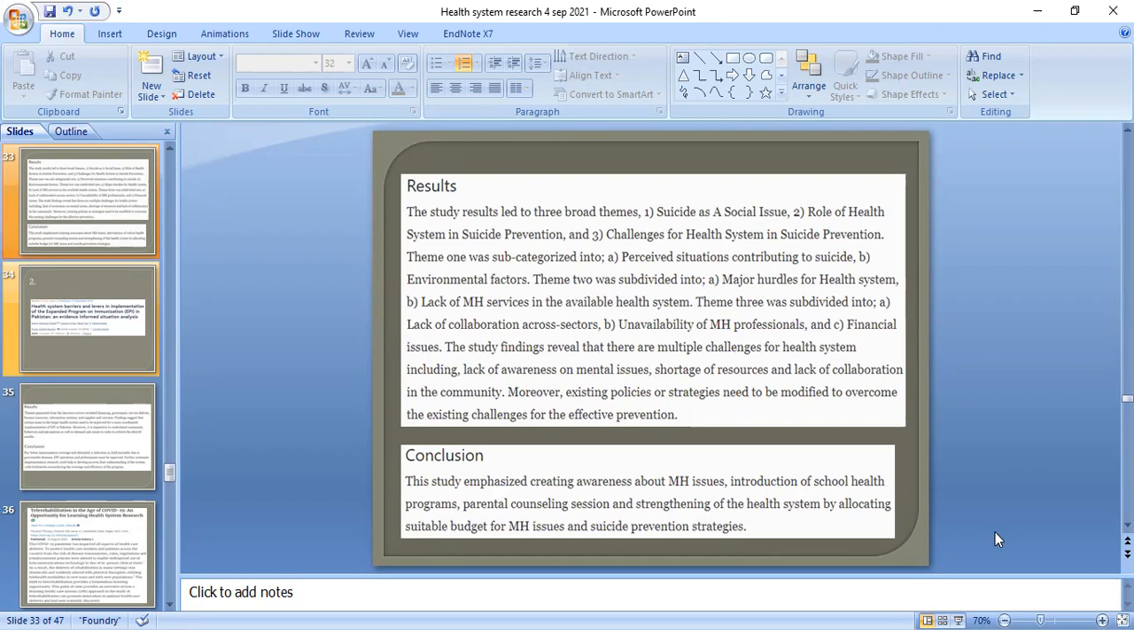The study findings revealed that there are multiple challenges for the health system, including lack of awareness on mental health issues, shortage of resources, and lack of collaboration in the community. Moreover, existing policies or strategies need to be modified to overcome the existing challenges for effective prevention. The conclusion of this study emphasized creating awareness about mental health issues, introduction of school health programs, parental counseling sessions, and strengthening the health system by allocating a suitable budget for mental health issues and suicide prevention strategies.